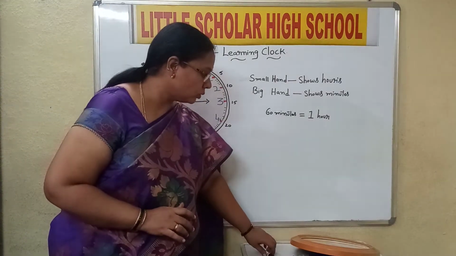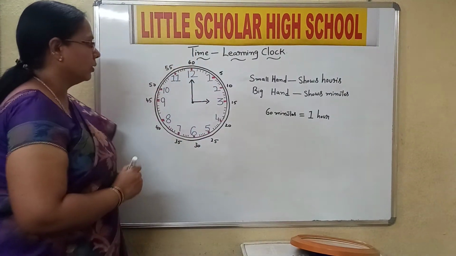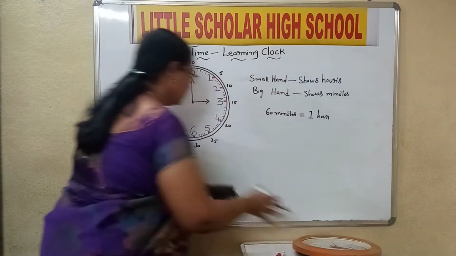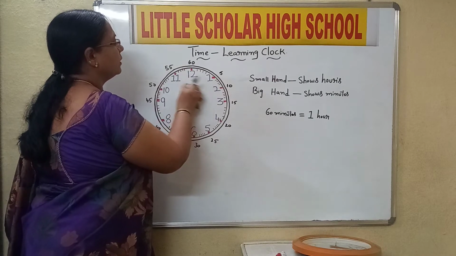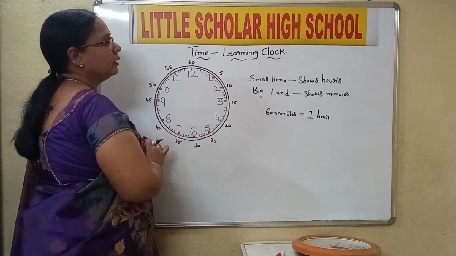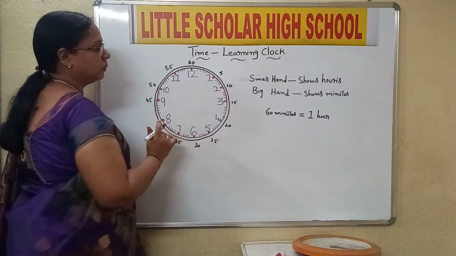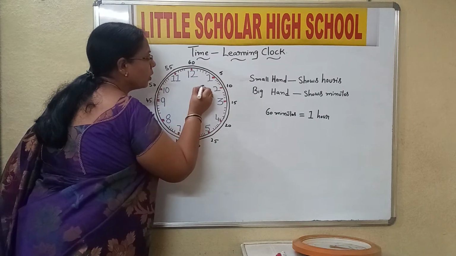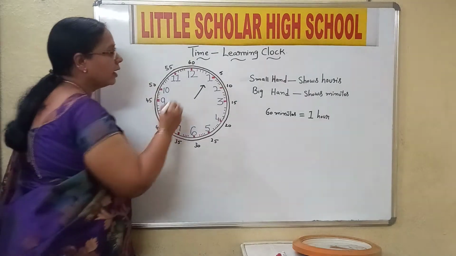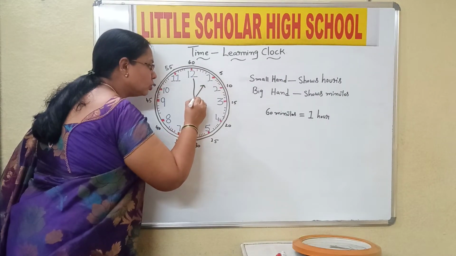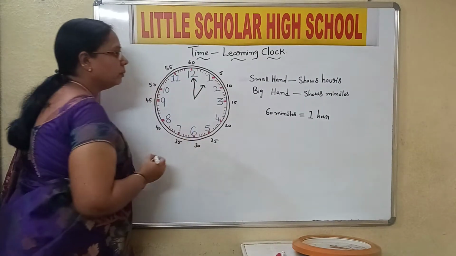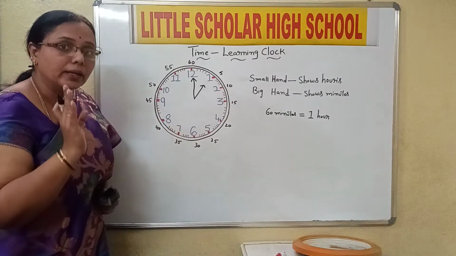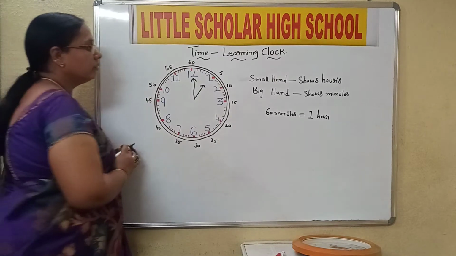I'll show you now. Let us see how to check the time. For example, the small hand is the hour hand and the big hand is for minutes. This is the small hand, which is on 1, and the big hand is on 12. So what is the time now? It is 1 o'clock.